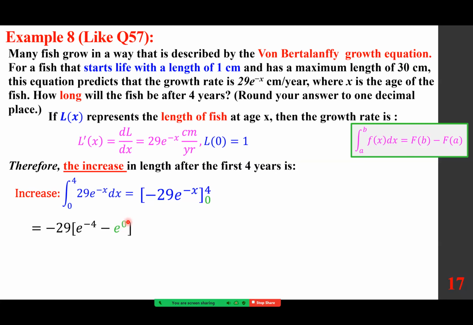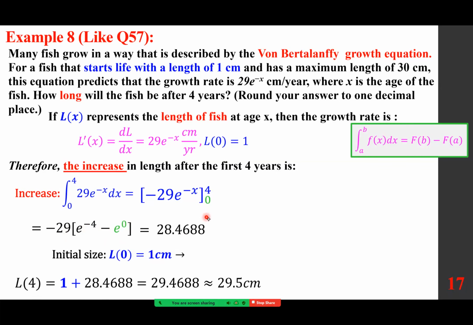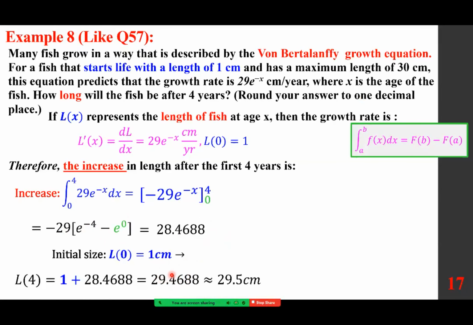This is 1. E to the power minus 4 minus 1. You put it in the calculator and you end up with 28.4688. There are many, many decimals. This is the amount of increase, but L of 0 was 1, that's the initial size, so add them up. Because they said 1 decimal, first you put a lot of digits. Don't do the rounding in the middle of your steps, but rather at the last moment, because otherwise the number will be off. So about 29.5 centimeters. This is one way to do that.